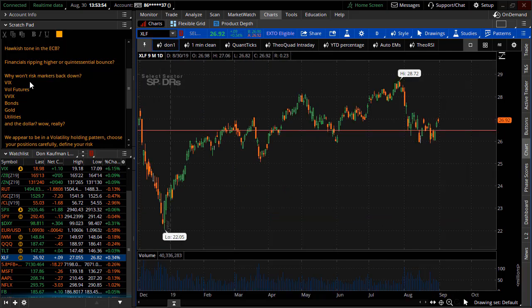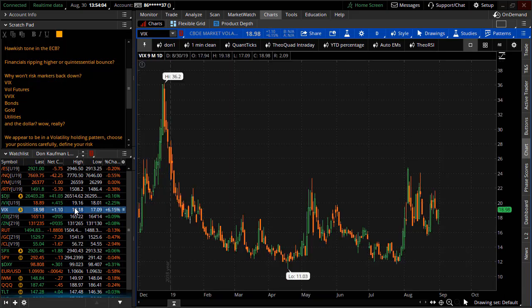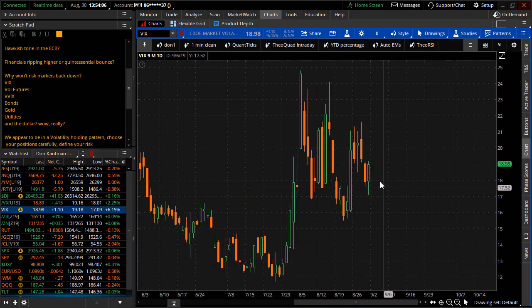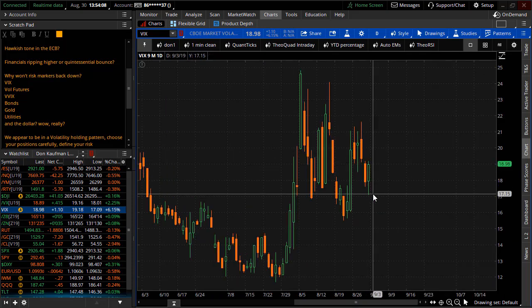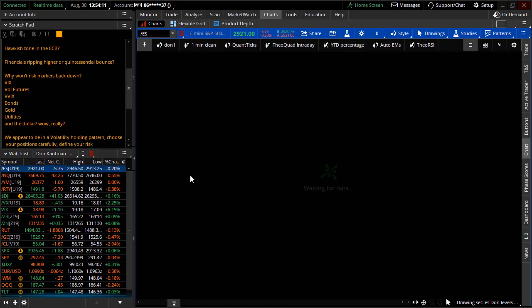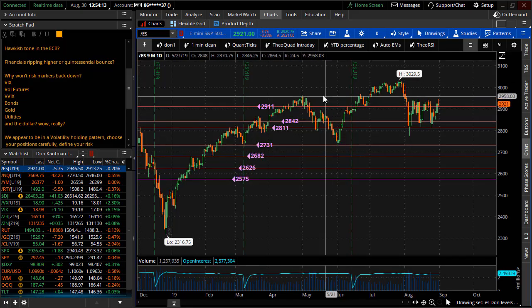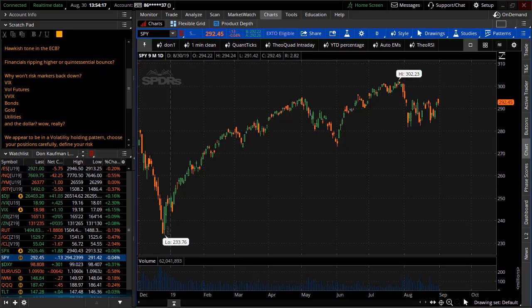The next thing on our list: why won't risk markers back down? Everybody needs to question this. When I say a risk marker, the VIX just won't contract. You just saw a rip-your-face-off rally, and net, let's just be very forthright with this. In fact, I'll even use the spiders to clean up the chart a little bit.